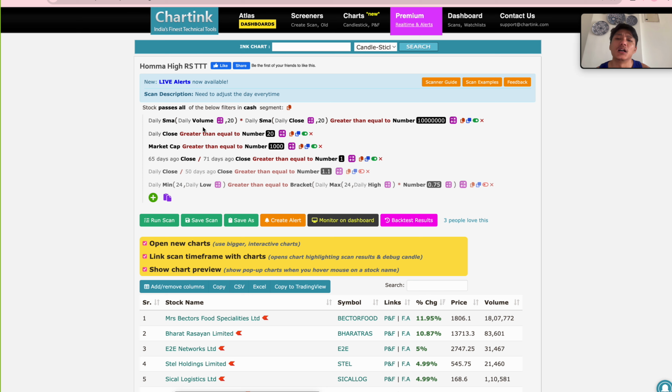The first three lines are general liquidity lines. Daily SMA of 20-day volume turnover should be more than 1 crore. You can increase or decrease this to your liking. Daily close above 20 will filter out the very small stocks. Market cap more than 1,000, and you can even go higher. These three are mostly according to your liking. The main code which you need to change every time is this one.